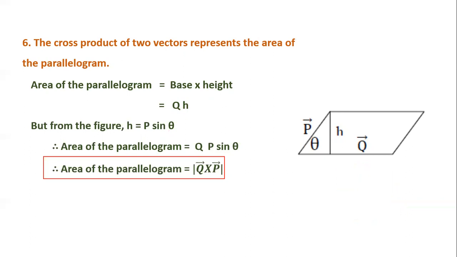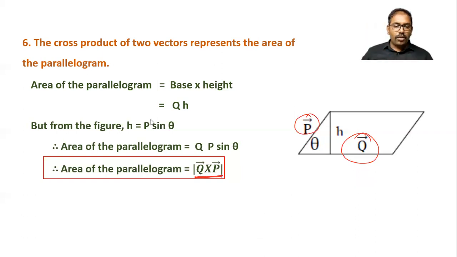Hence, if a parallelogram is given and its adjacent sides are represented by two vectors, then the area of the parallelogram is the magnitude of this cross product. So that you can obtain. I hope you understood how we get this formula for the area of a parallelogram.